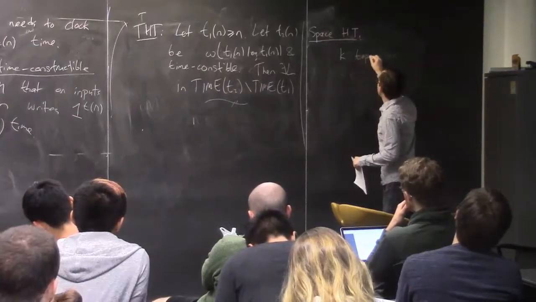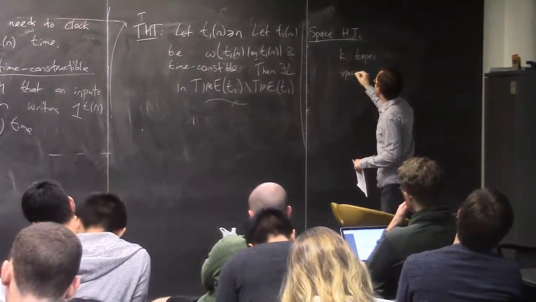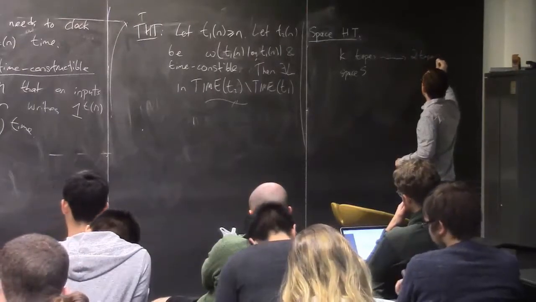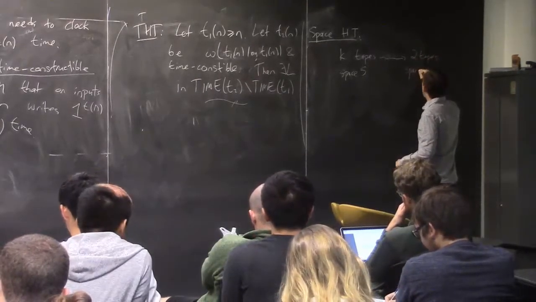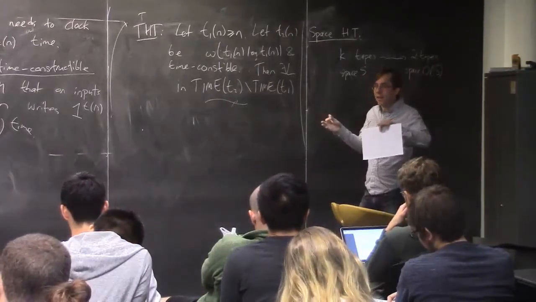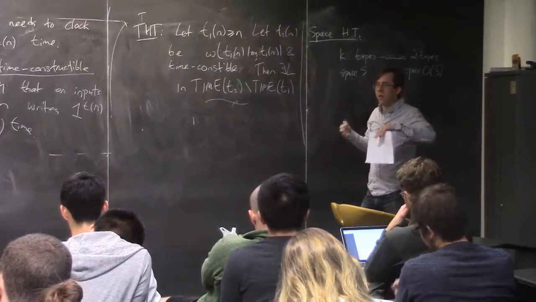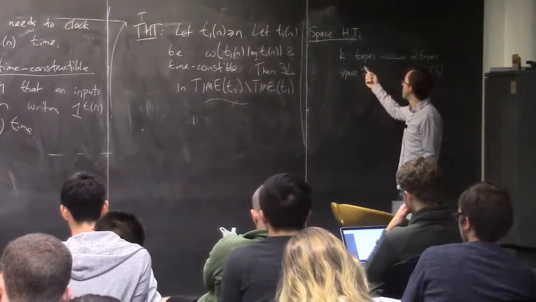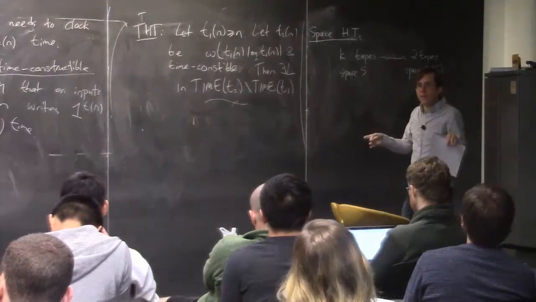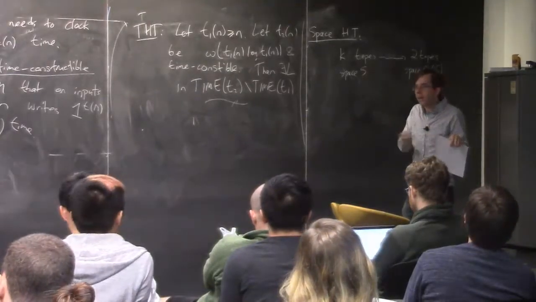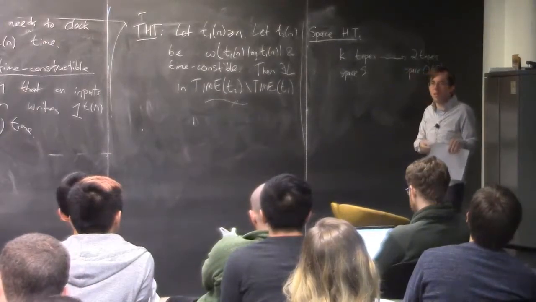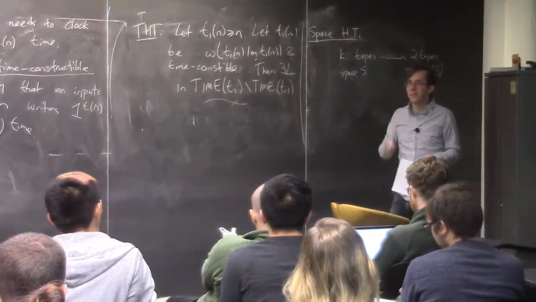So k tapes, space S, you can simulate with 2 tapes and space order S. That's basically because you can just put all the tapes into one tape. There's a constant number of tapes, so you're only storing constantly more information. Yeah, you're cramming onto this one tape, but that's okay. You don't have to worry about going back and forth with the heads, because you're only concerned about your space, not your time. So you can basically cram it all together.